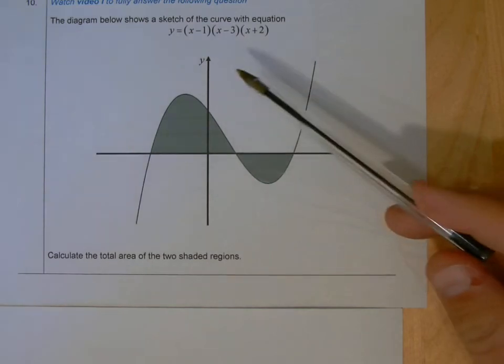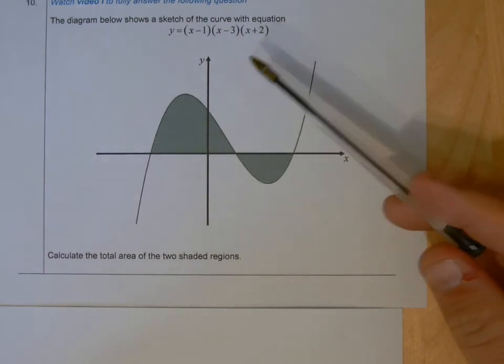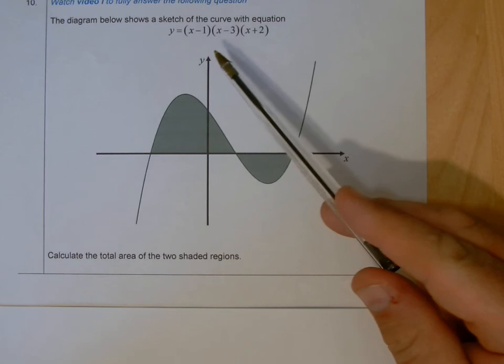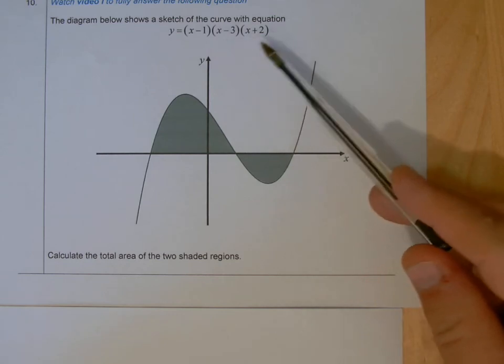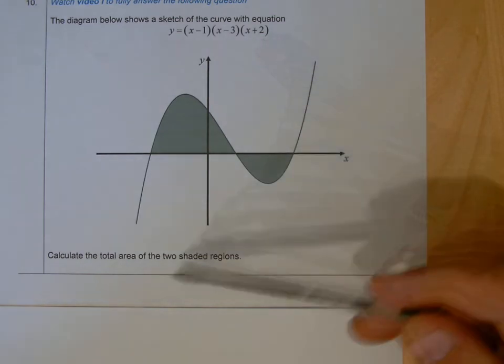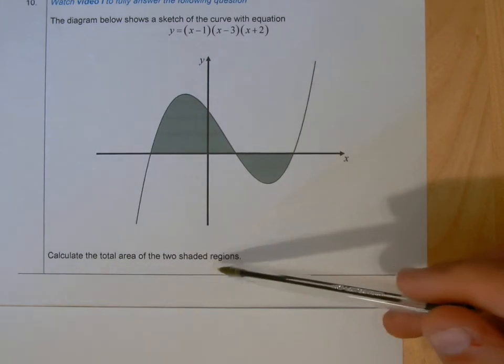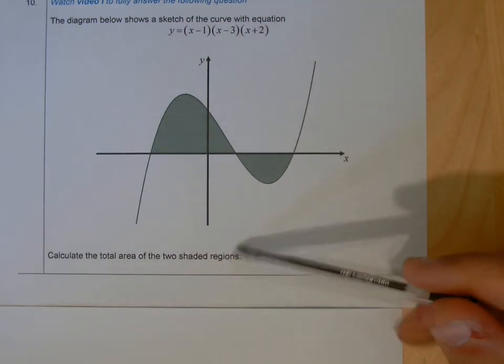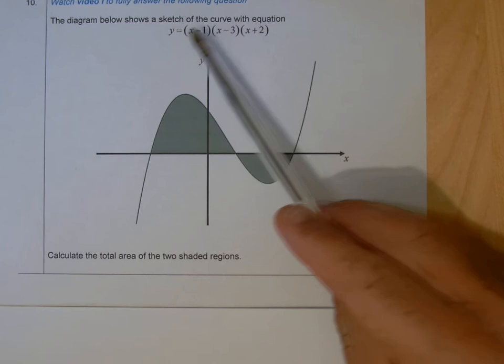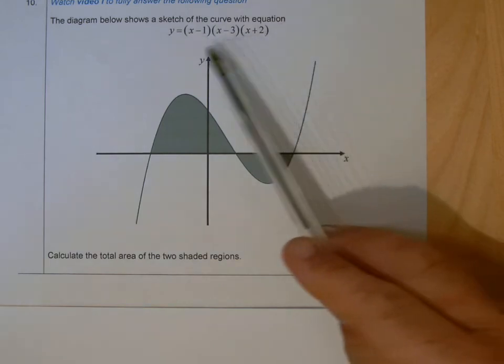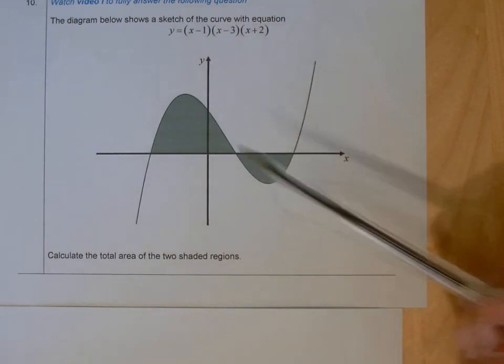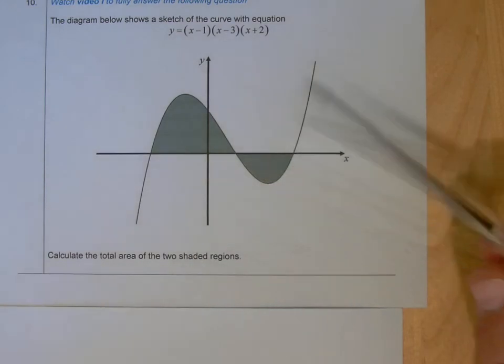Okay, the diagram below shows a sketch of the curve with equation y equals (x minus 1)(x minus 3)(x plus 2). Calculate the total area of the two shaded regions. Okay, now it's 3 brackets this time, okay? And when you've got 3 brackets, it represents a cubic equation, okay?